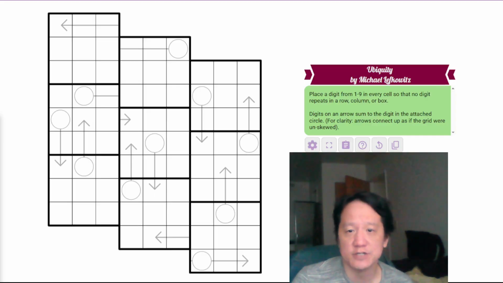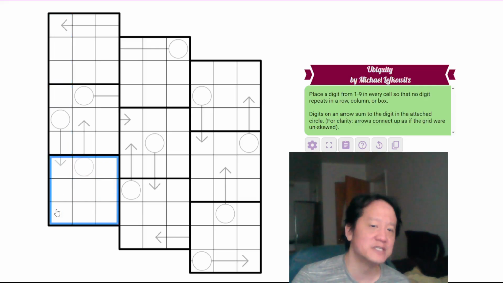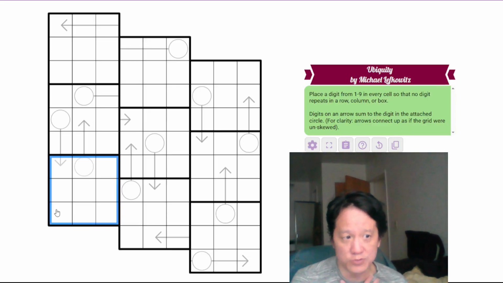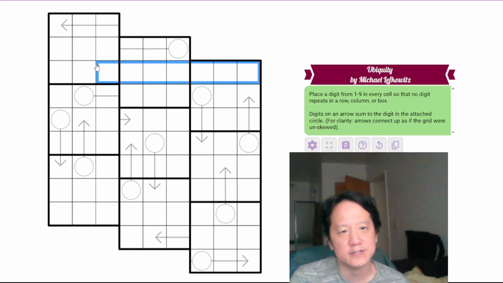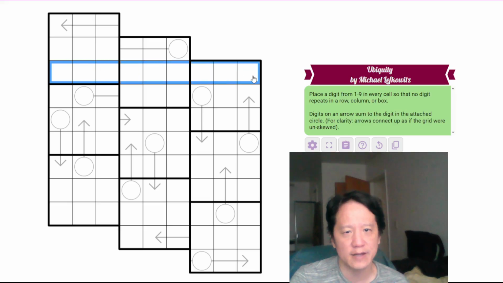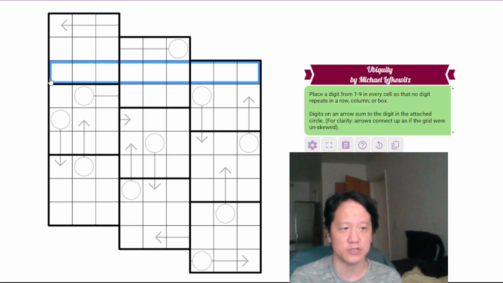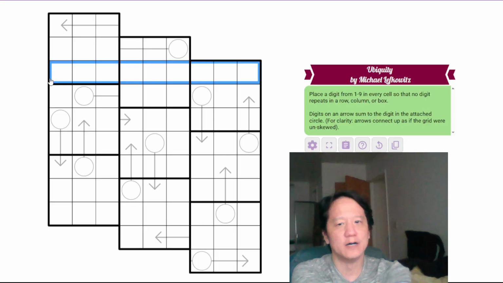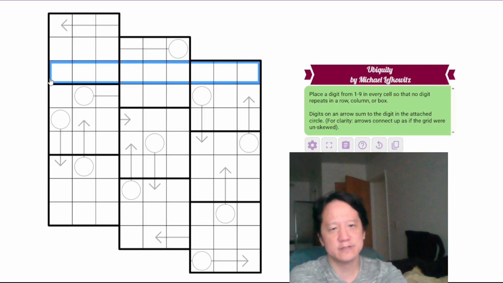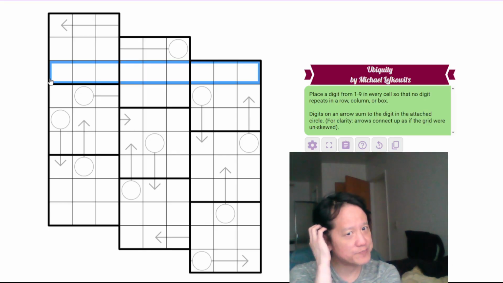We have to place a digit from 1 through 9 in every cell so that no digit repeats in a row, column, or box. This is my typical Sudoku rules. But the thing is that this is not a 9 by 9 grid anymore. So I don't know how we would classify this. I would classify it as normal Sudoku rules apply, but the grid itself is the thing that's changed.